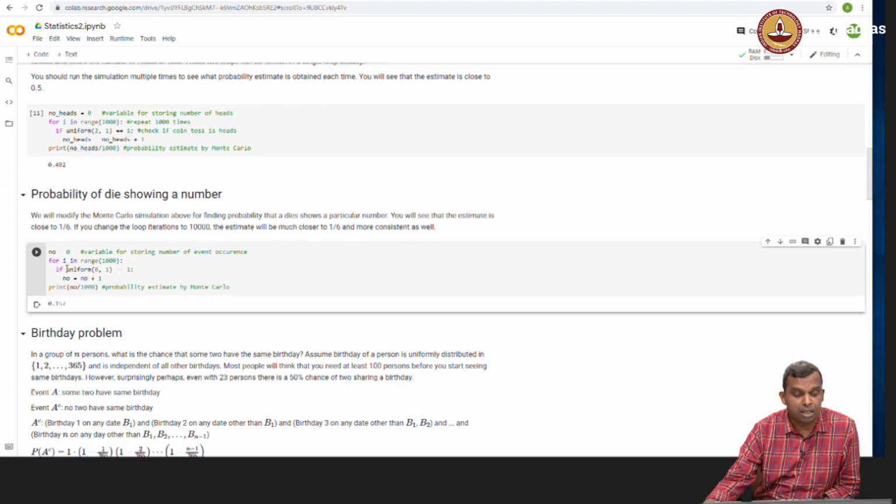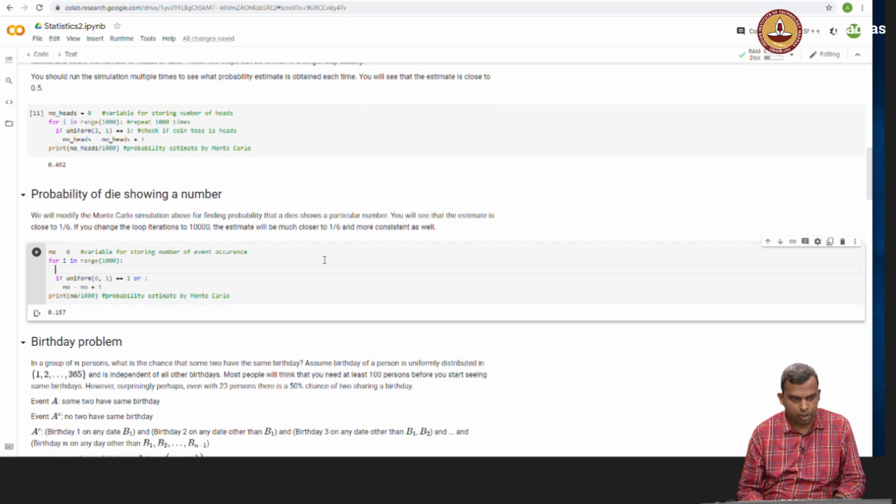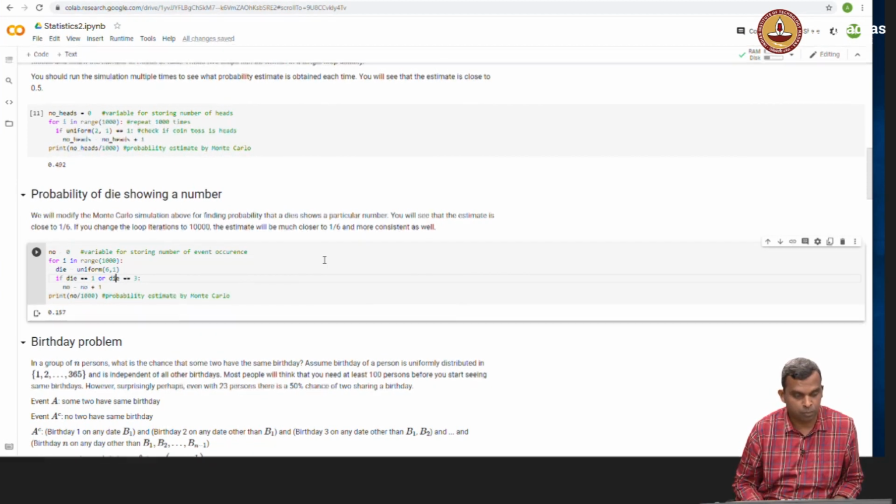Okay, so maybe instead of just the number being 1, maybe I want to find the probability that the number is either 1 or 2. Okay, so what you can do is you can store the value of the die, okay, and then simply check if die equal to 1 or die equal to 3, then you increment.